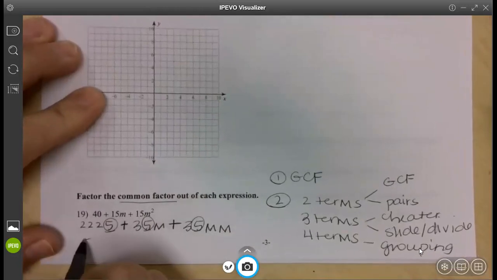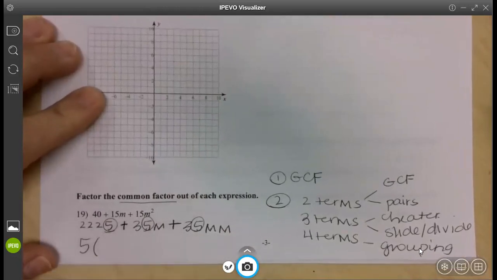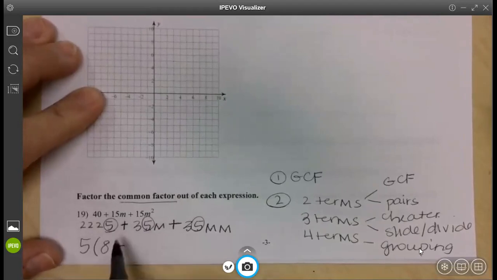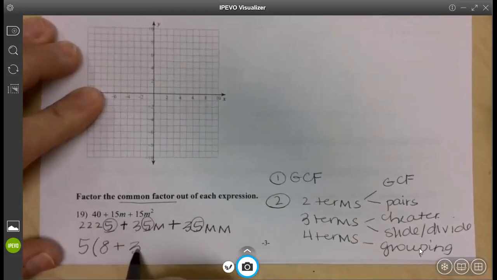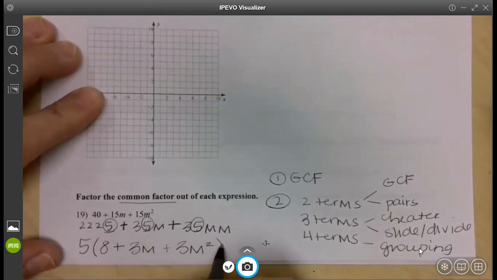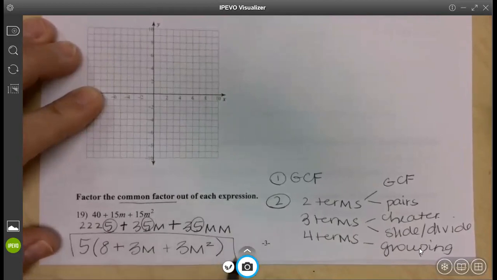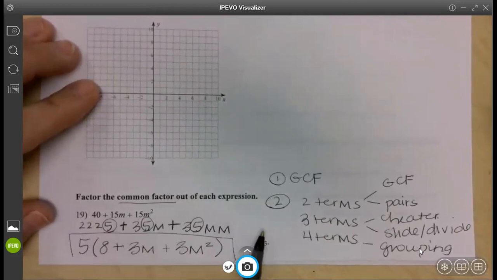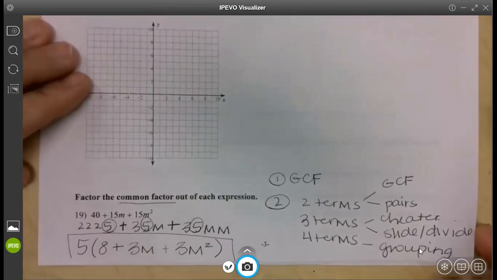So when we factor, we're going to pull out a 5 and then write down our leftovers. 2 times 2 is 4, times 2 is 8. We have a plus. 3 times m, or just 3m. And 3 times m, or 3m squared. That is how you do GCF. If there's more than one, you'll multiply these together. So if there were a 2 in every one, you would put 2 times 5 or 10. So there's an example of just GCF.